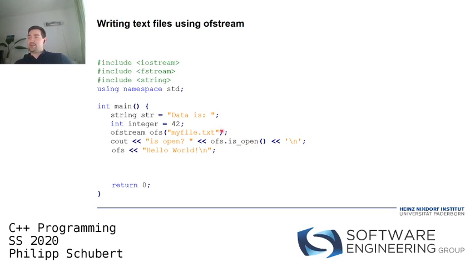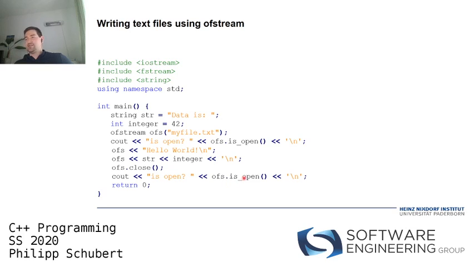How does it work? You could use, for instance, the left shift operator and just shove the string literal into the output file stream, and then "hello world!" and a newline would be printed into that text file. You can also append the string and the integer. You can write those pieces of data into the output file stream, and then you can close the output file stream, and then your data is written.